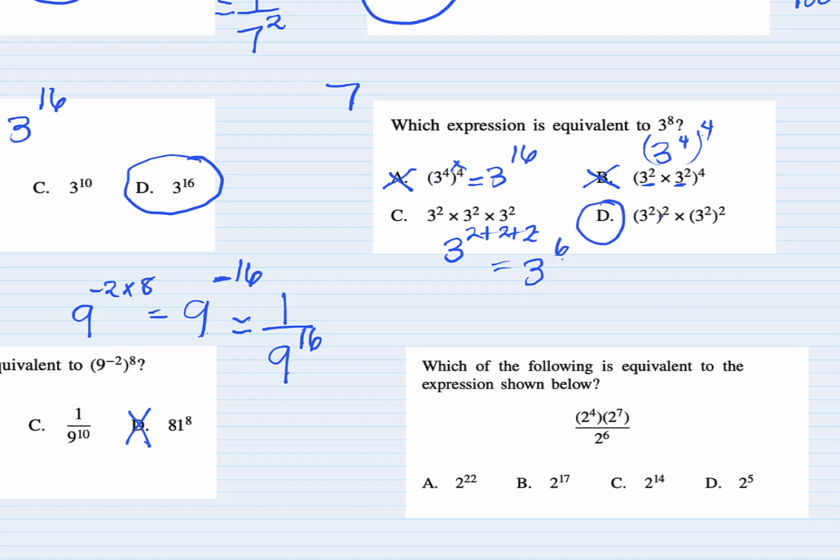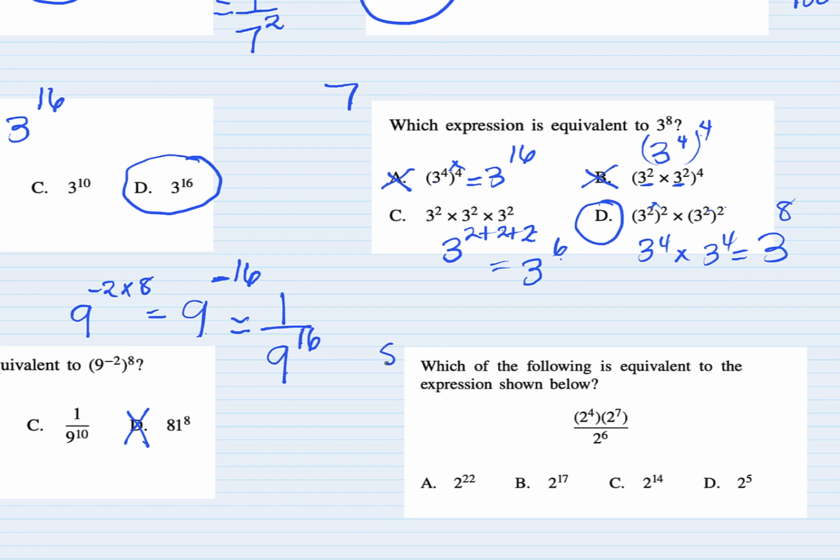But if I did the work, this is the power rule, so I would multiply. So this would be 3 to the 4th times 2 times 2, 3 to the 4th. Again, when you're multiplying and the bases match, you keep that base, and 4 plus 4 is 8. But again, we didn't need to do that because we eliminated A, B, and C, so your answer can only be D.